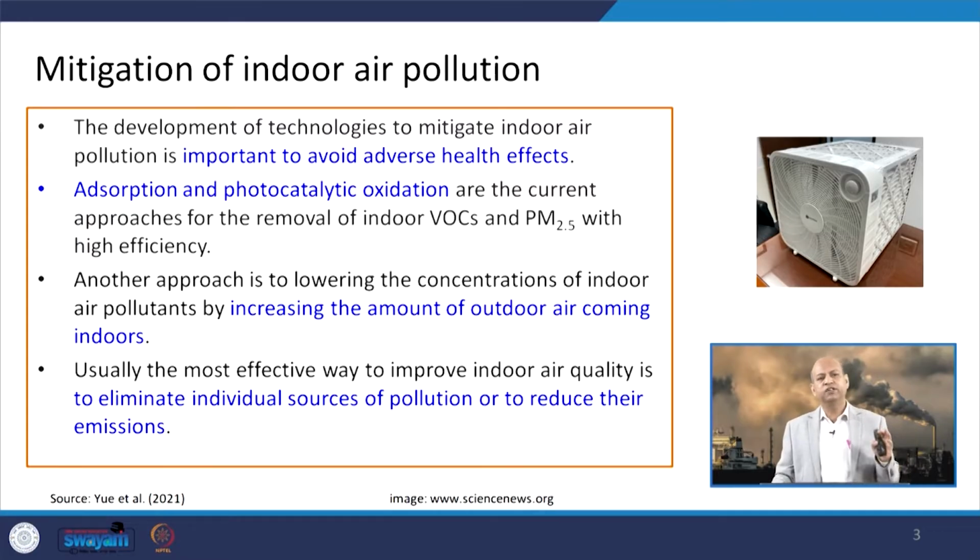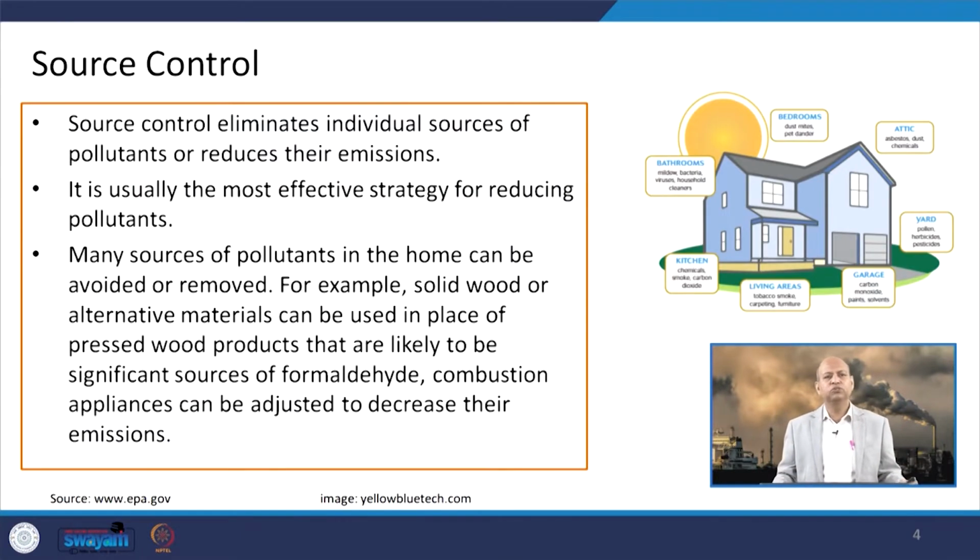Usually the most effective and successful way to improve indoor air quality is to eliminate individual sources of pollution or to reduce their emissions inside the indoor environment itself. There should not be any source; at the source itself we should do something which can eliminate these emissions of air pollutants. So, basically the source control mechanism eliminates individual sources of pollutants or reduces their emissions, and this is usually the most effective strategy for reducing pollutants inside the microenvironment.